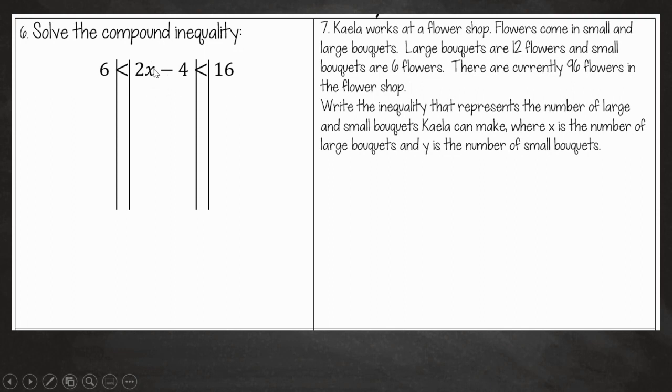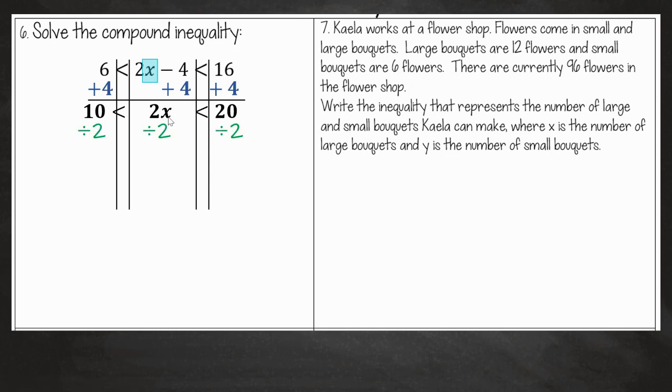So we need to get that variable x by itself. So we're going to add 4 to all parts of the equation. So when we add 4, this will cancel out here in the middle, and 6 plus 4 is 10, and 16 plus 4 is 20. Now I have 2x, so I still need to get that x by itself. So I'm going to divide by 2. And when I divide by 2, I get 5 is less than x, which is less than 10.